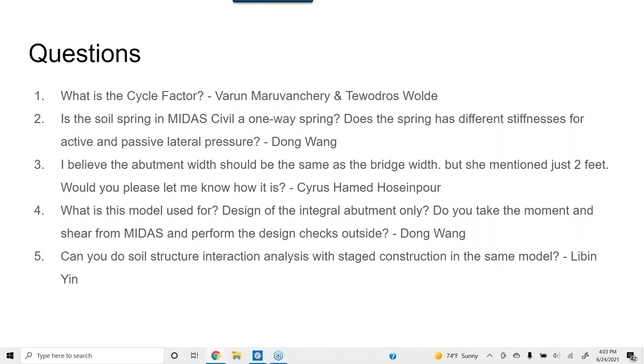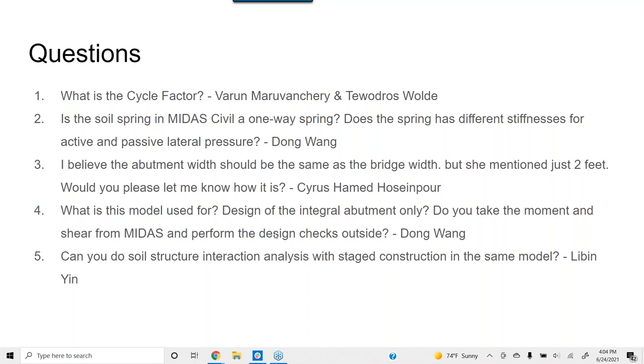All right, perfect. So then the next question is, I believe the abutment width should be the same as the bridge width, but she mentioned just 2 feet. Would you please let me know how this is? From my understanding, the abutment width is the width of the abutment. Do you have a clarification, Lucy? No, but I'm not sure if maybe Angela might. Angela. Oh, Angela, you're muted.